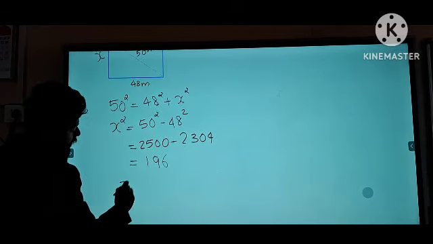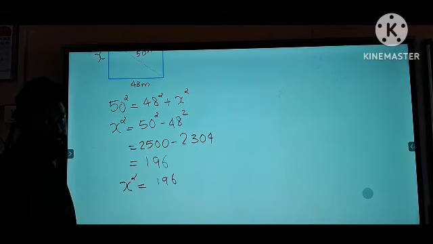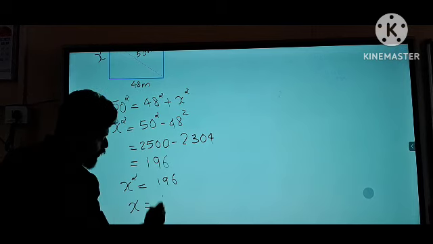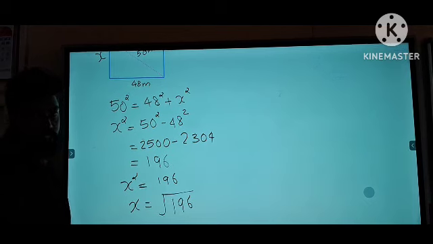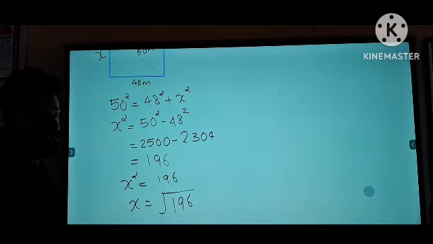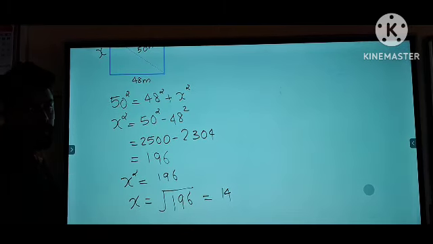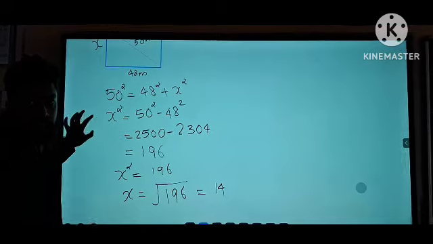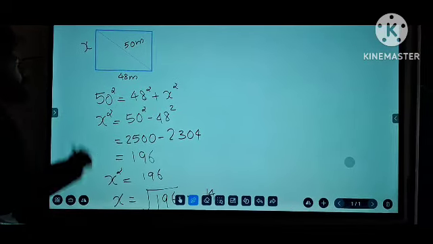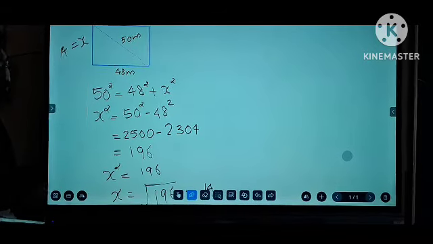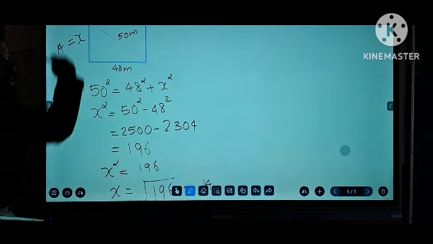That means x square is equal to 196. The square of one term is 196. Then what is x? x is equal to root of 196. You know how to do the prime factorization, right? When you do the prime factorization, you will get that this is equal to 14. So x is equal to 14. x means the height of this rectangular shape. Is it clear? Now we have the length and breadth.